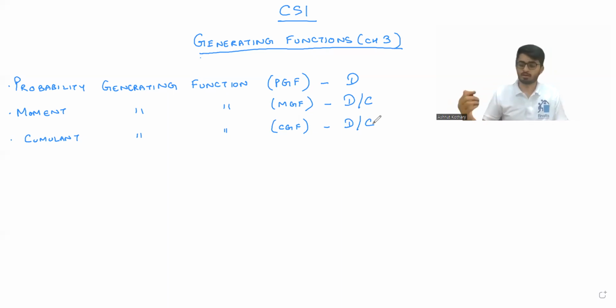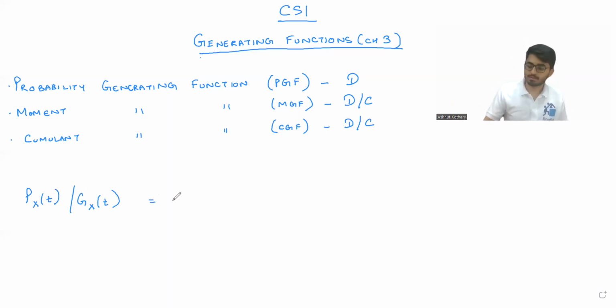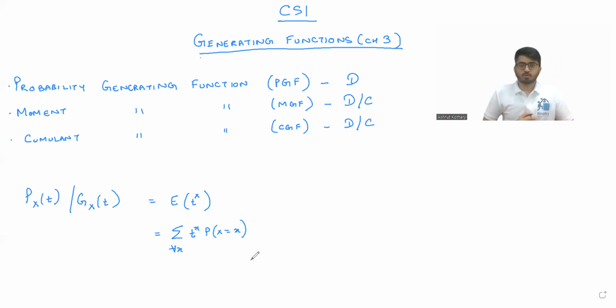So now next is the notation part. How do we denote it? We denote it to be Px(t) or Gx(t), and this is nothing but the expectation of t to the power x, which comes out to be the summation of t to the power x into probability X equal to x, for all values of x.